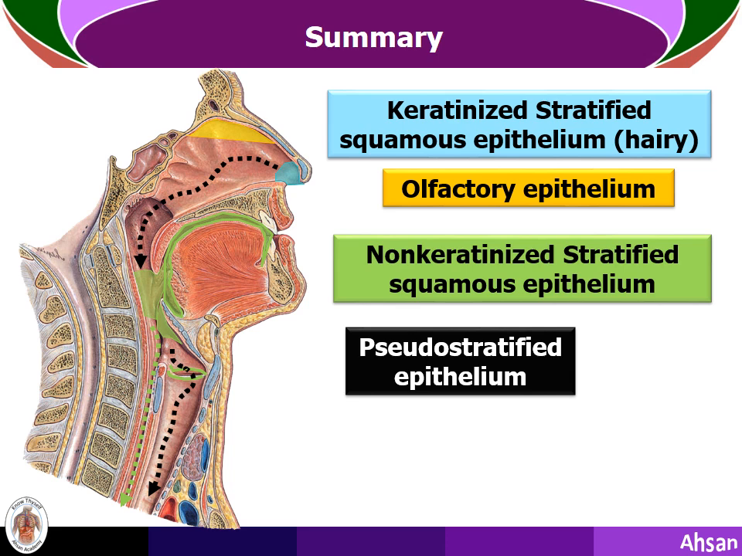The greenish stained area is lined by non-keratinized stratified squamous epithelium, from the oral cavity over the tongue, oropharynx, laryngopharynx and continuing into the esophagus.